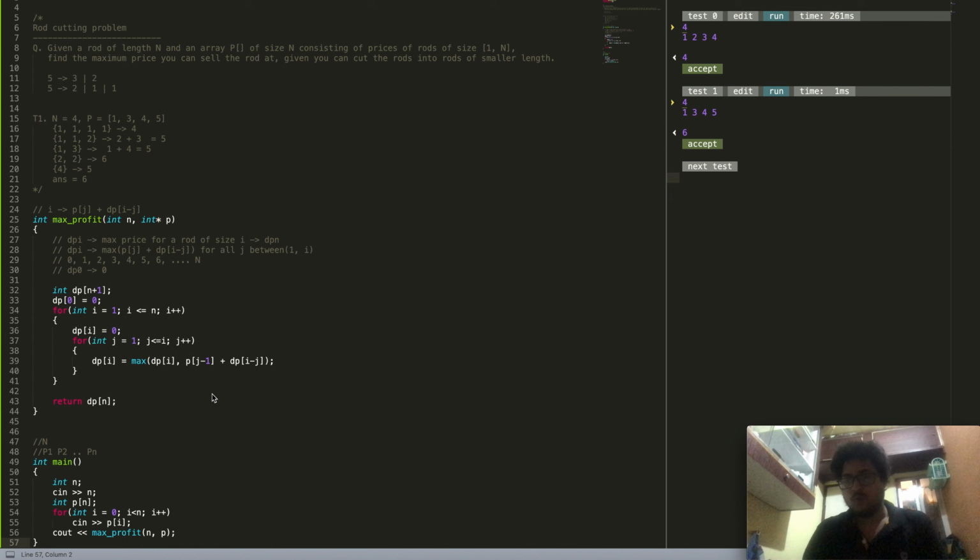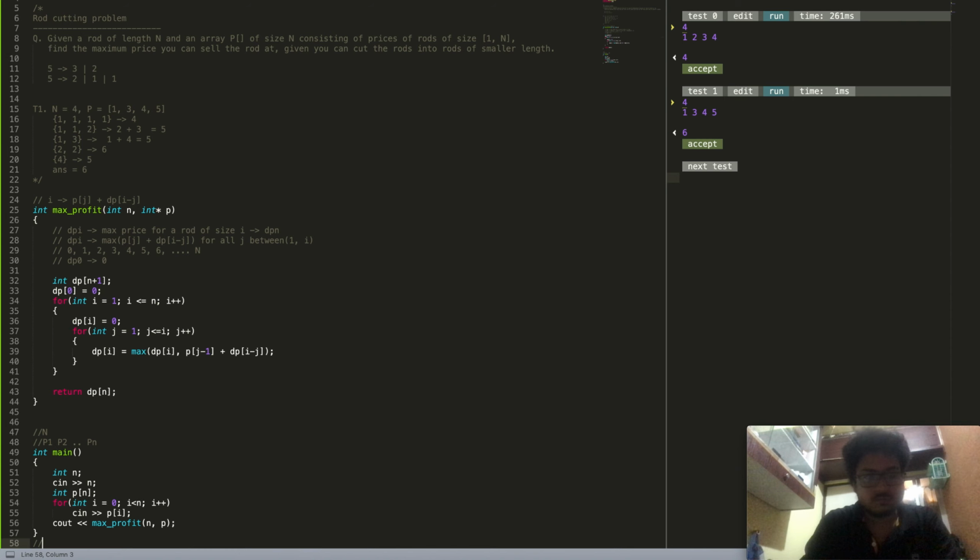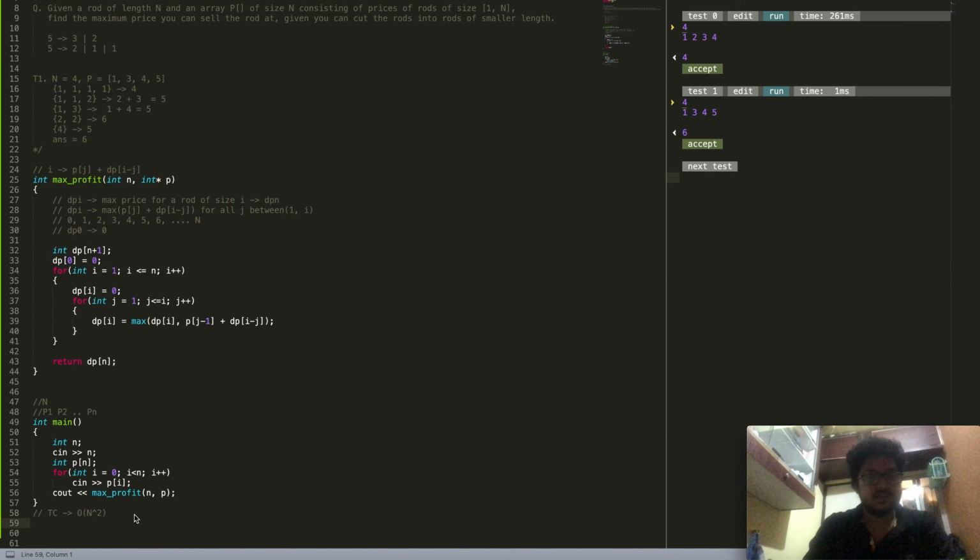Now coming to the time complexity analysis of this code, we have n states in total, and each state takes O of n time on average to solve. So the time complexity becomes O of n square. And the space complexity in this case will be equal to O of n. Why? Because we are only using a linear dp array to solve this problem. The size of the dp array that we are using is equal to n plus 1. So that's why the space complexity is O of n.